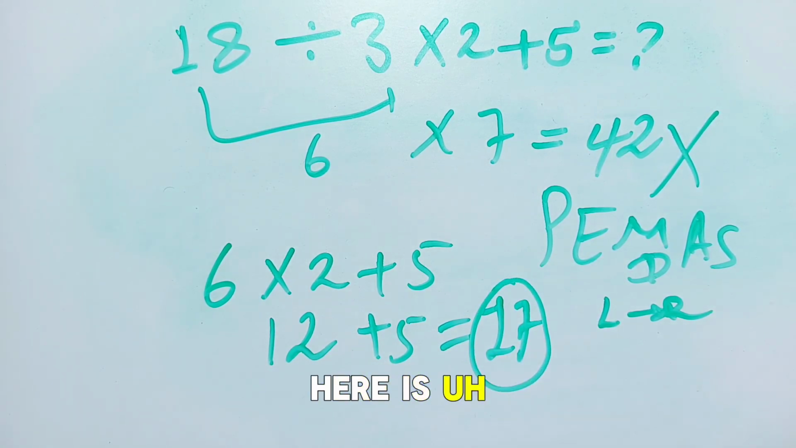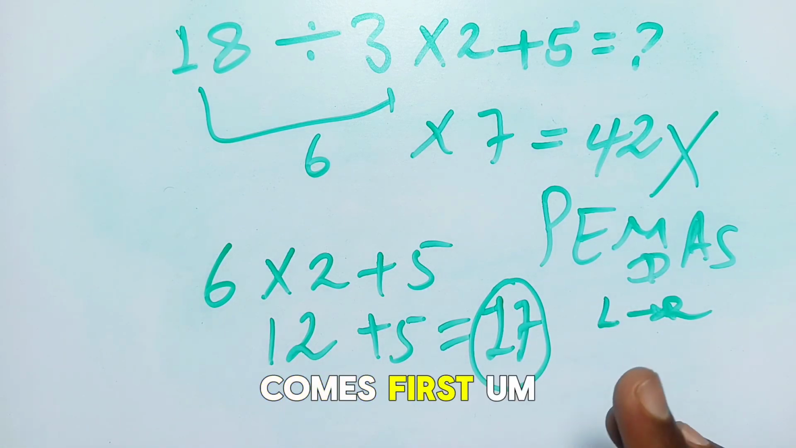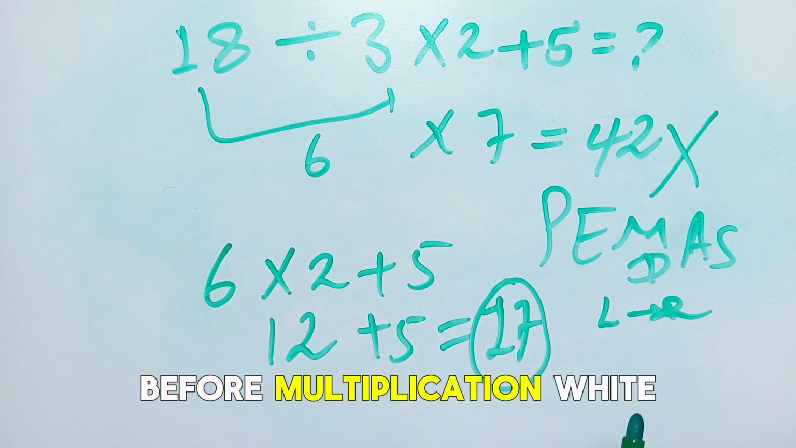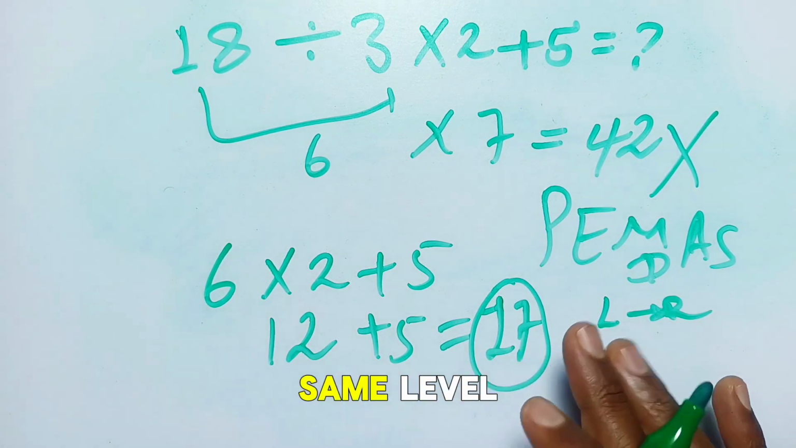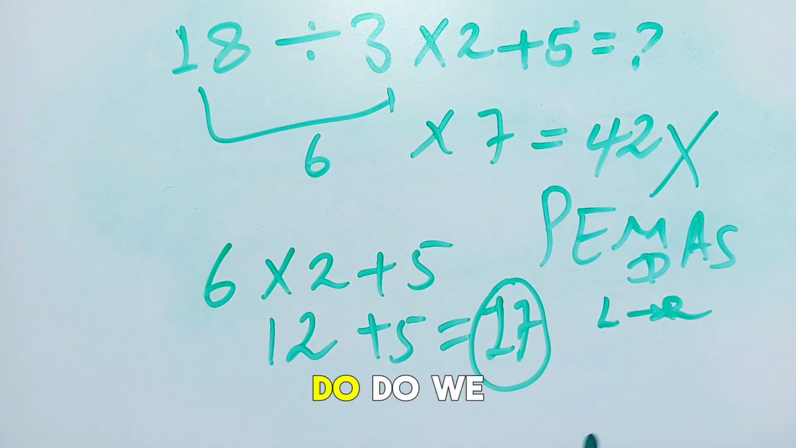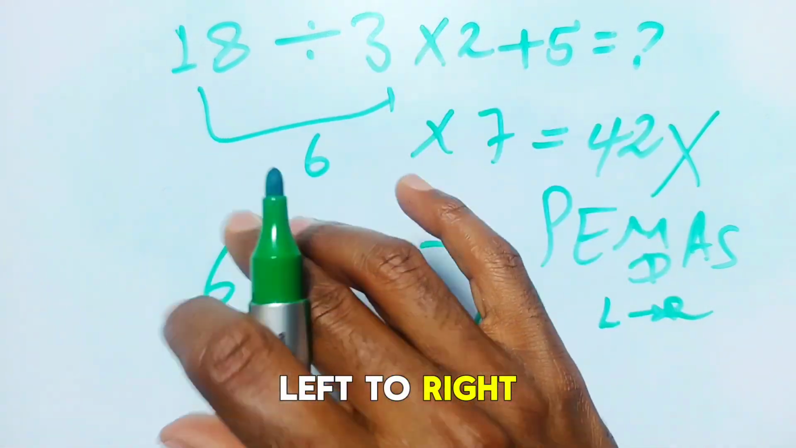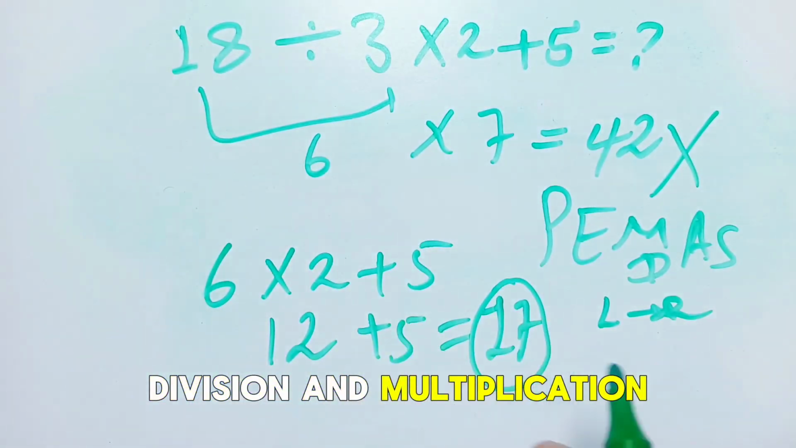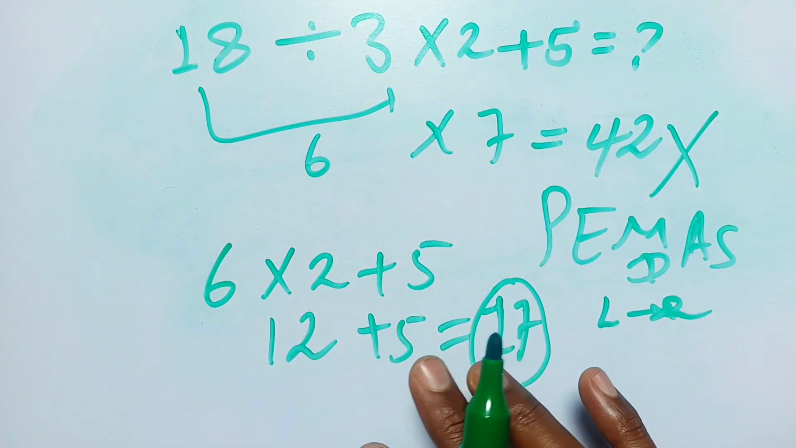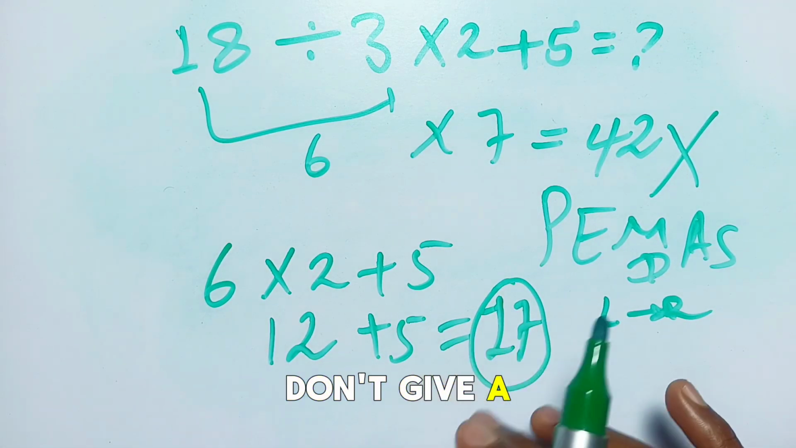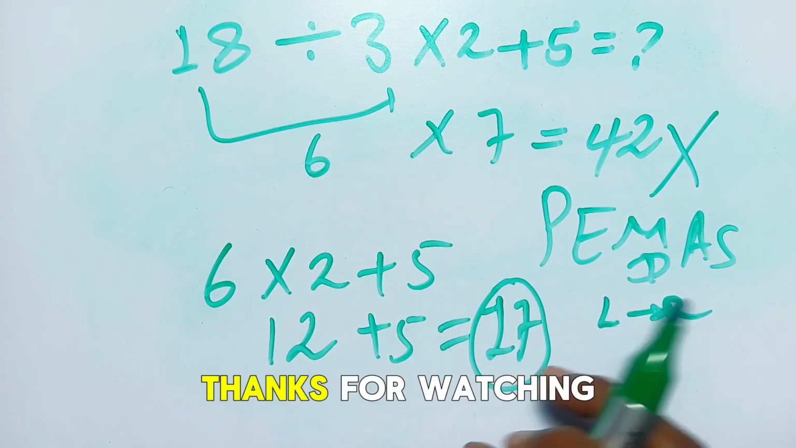Here is a classic trap. So a division comes first before multiplication, right? Not exactly, they are the same level. So what we do is go from left to right. Remember, division and multiplication have the same priority. Don't give division a special treatment.